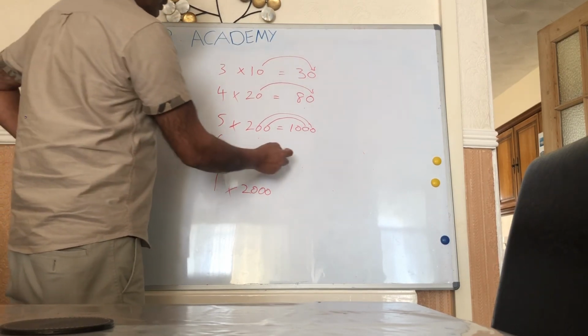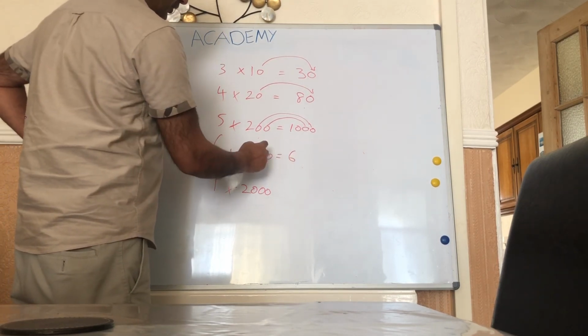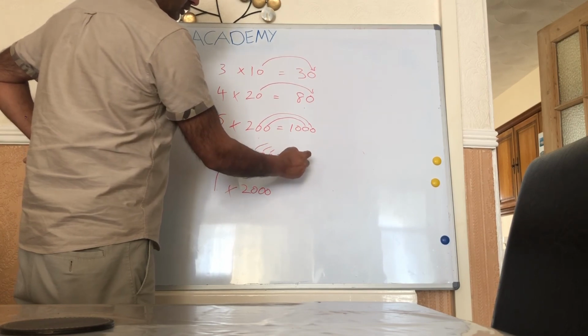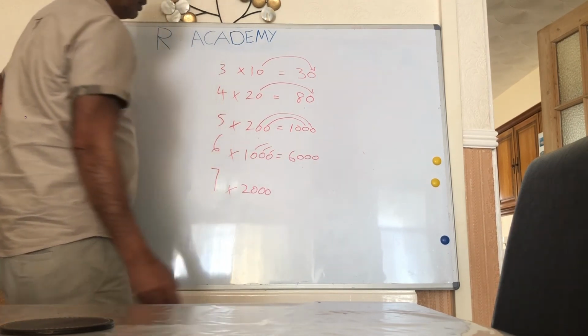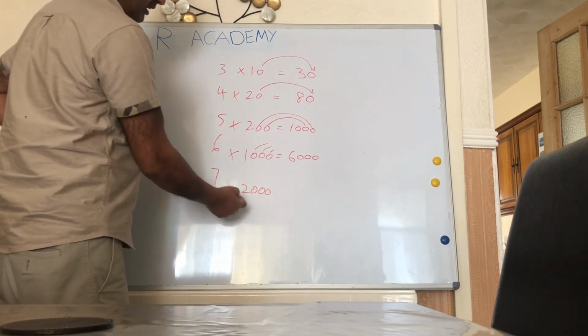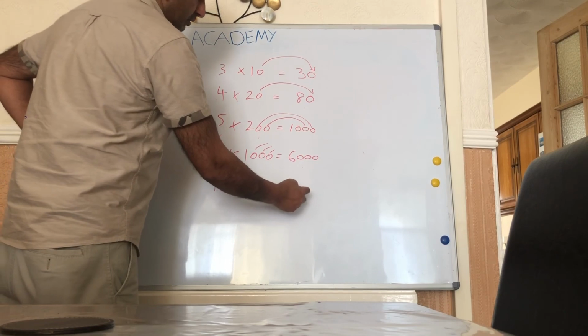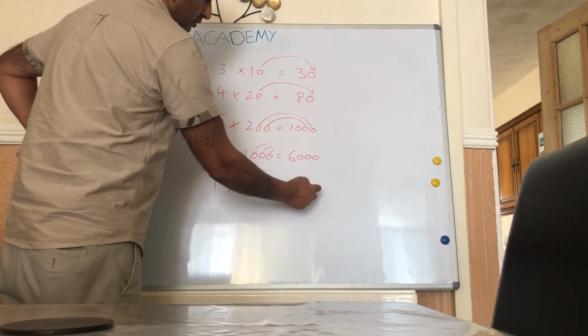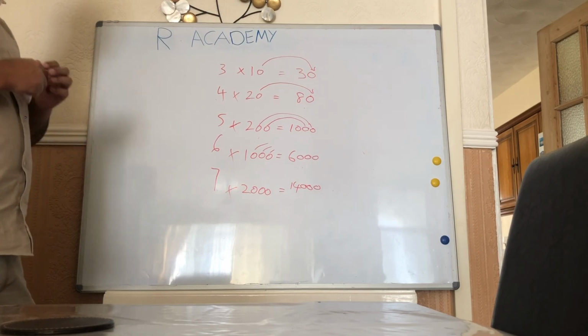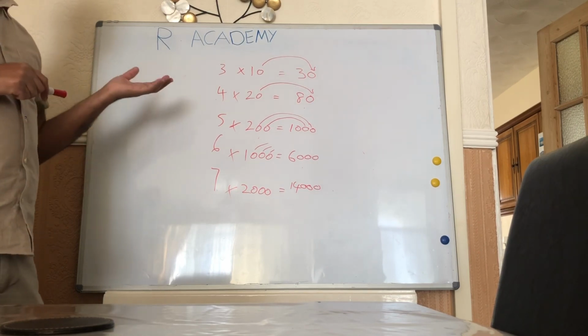And same with this one. 6 times 1 is 6. Bring the 3 zeros over to here. 1, 2, 3. 6,000. So this one, 7 times 2, 3 zeros over. 14,000. I hope that simplifies things.